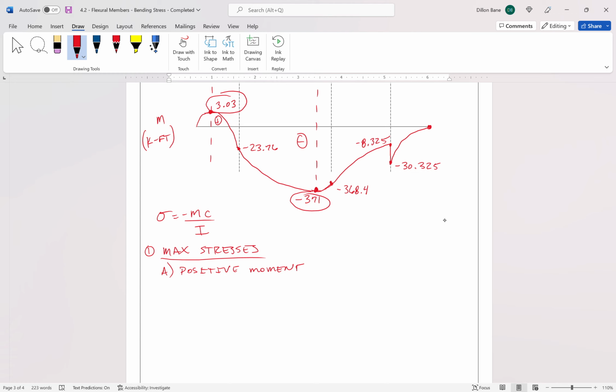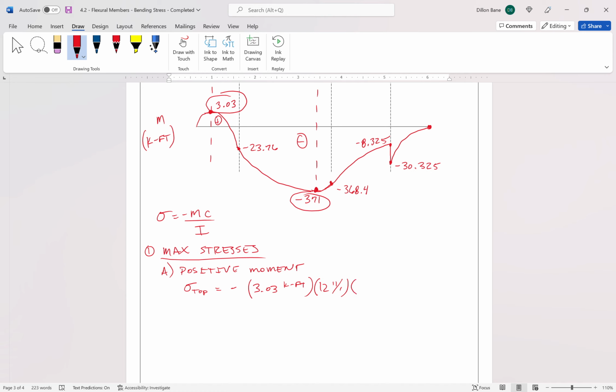So where we have positive moment, let's find sigma at the top of the beam, okay? We've got positive moment, top of the beam, it's smiley face bending, so the top of our beam should be in compression, right? So that's what we can think of. Let's plug our values in. Sigma equals negative MC over I. We have negative, the moment is 3.03 kip feet. We're going to convert that to kip inches so that we can keep it all straight.